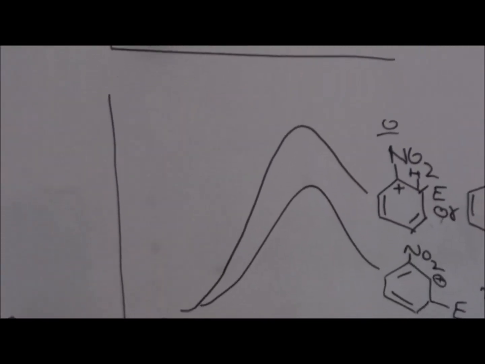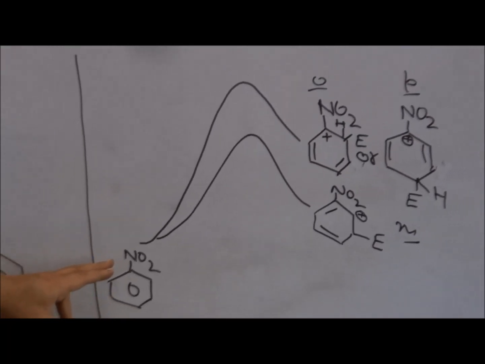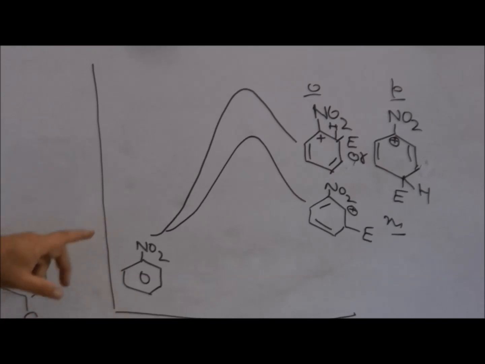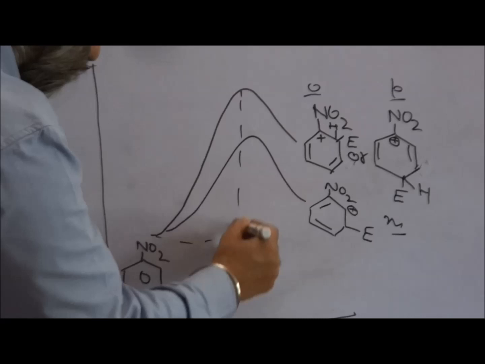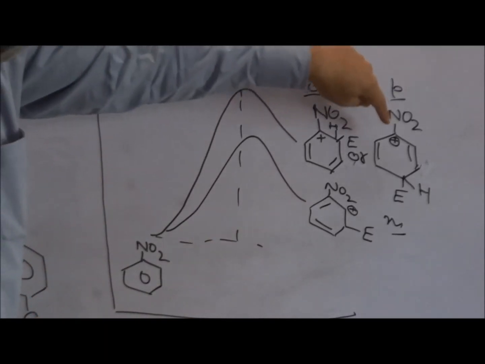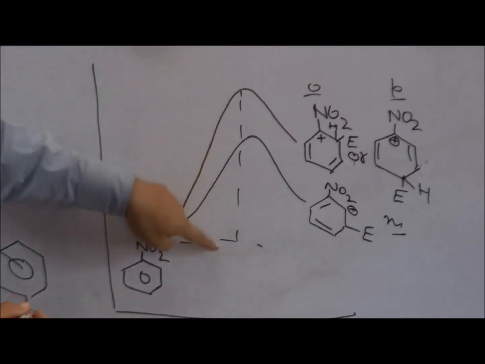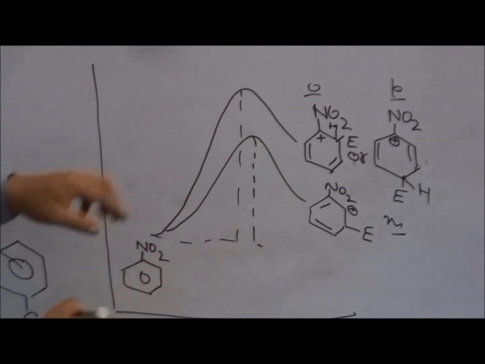Now look at the case where there is a deactivating group. We know the nitro group is a deactivating group. It shows a minus I effect as well as a minus R effect. Now look at this transition state. For formation of the ortho product or para product, the energy of activation is higher. It requires a higher energy of activation as compared to formation of the meta product.